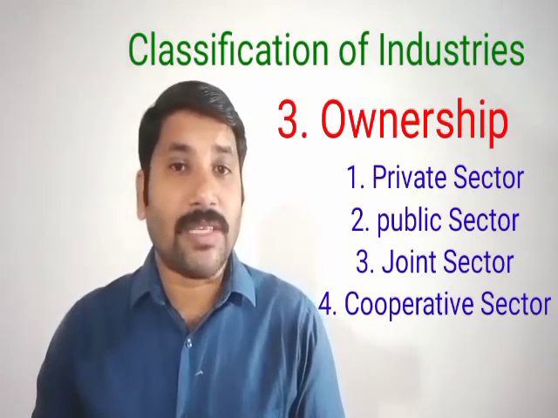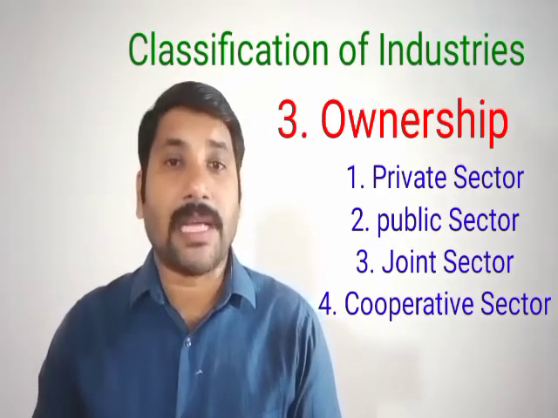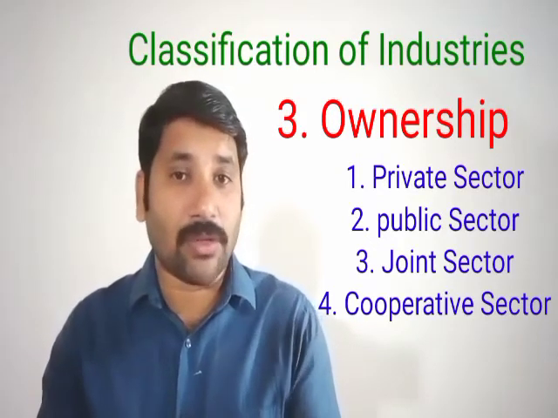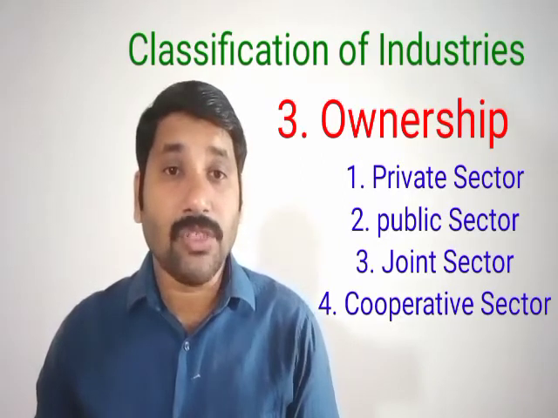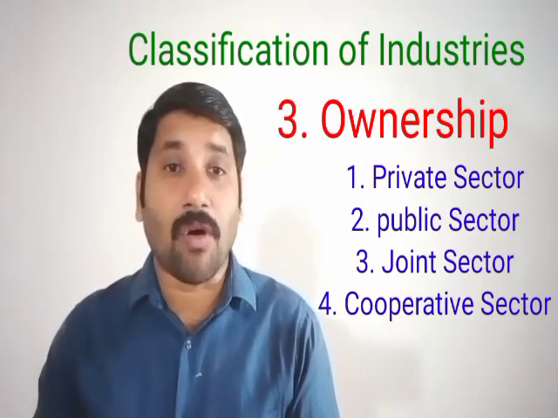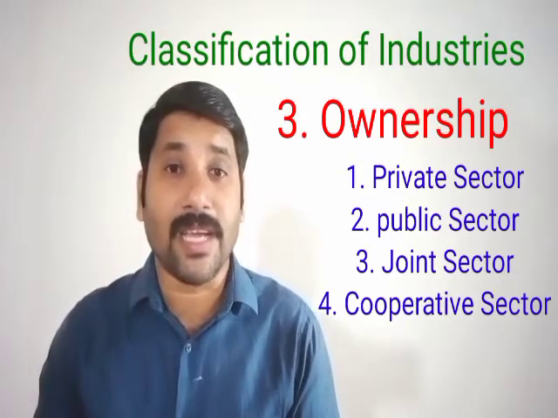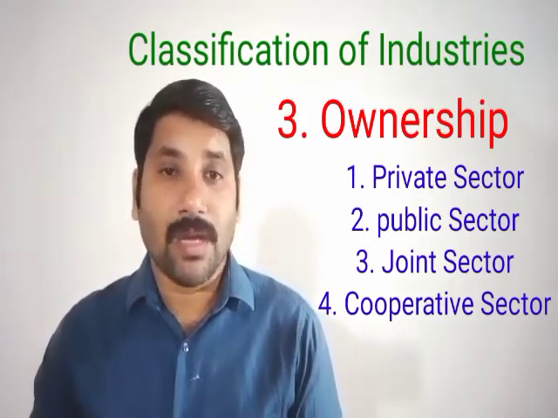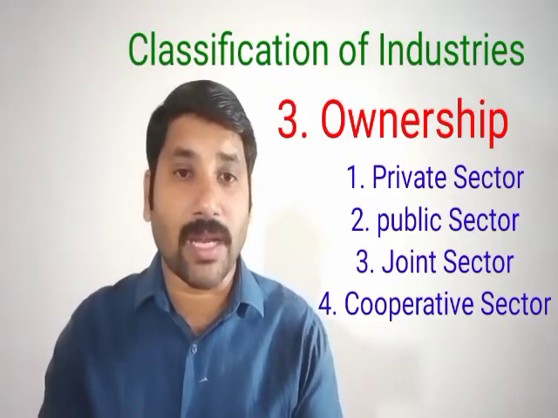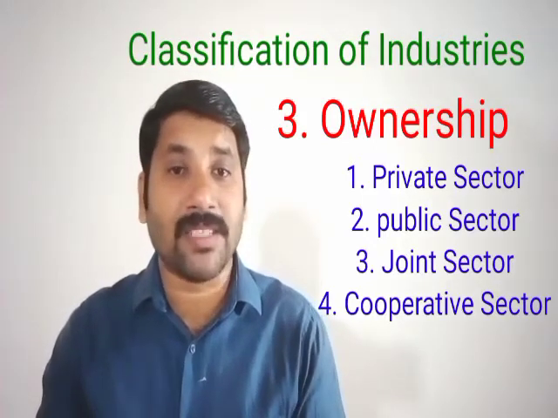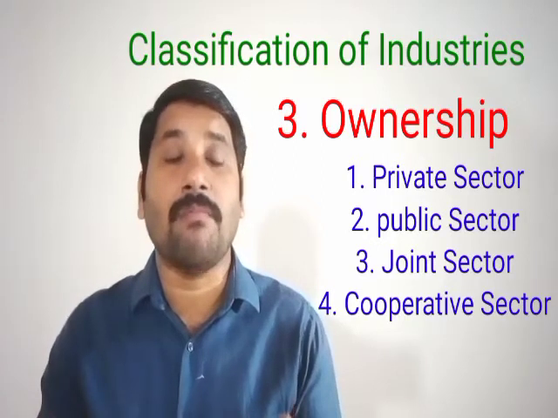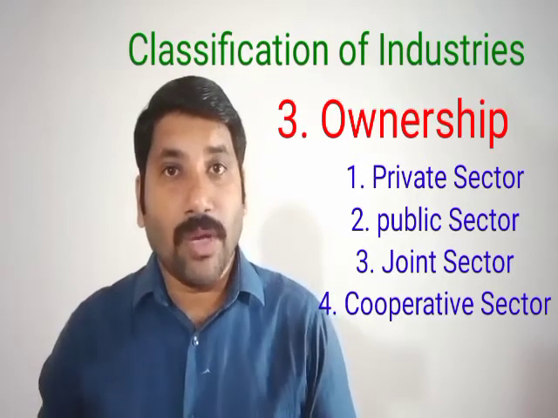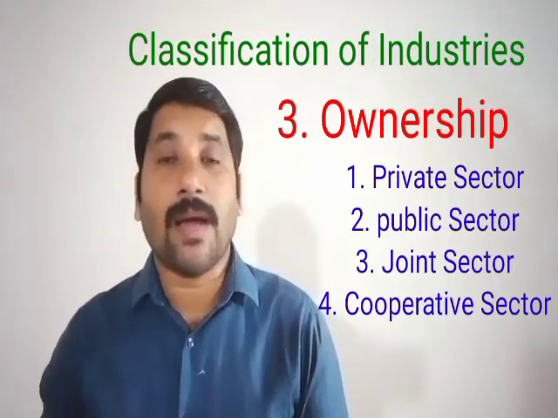Public sector industries are owned and operated by the government. For example, Hindustan Automobiles Limited and Steel Authority of India Limited. Joint sector industries are owned and operated jointly by the state and a group of individuals. Example, Maruti Udyog Limited. Cooperative sector industries are owned and operated by producers or suppliers of raw materials, workers or both. For example, Anand Milk Union Limited, Sudha Dairy, etc.